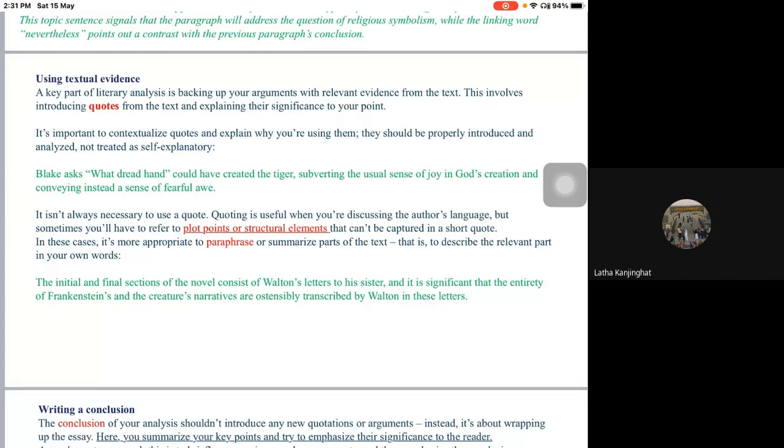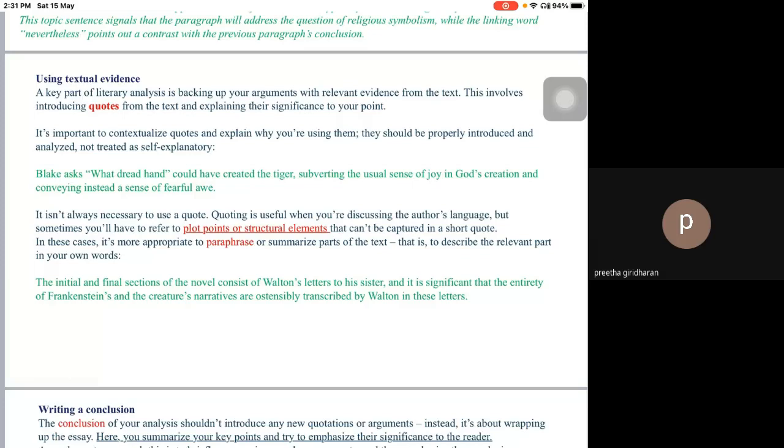Now, Blake asks, that's an example, okay? Blake asks, "what dread hand could have created the tiger," subverting the usual sense of joy in God's creation and conveying instead a sense of fearful awe. Look at that. Which poem is it? It's very obvious. The Tiger. Exactly, Blake's Tiger, right? So tiger, tiger, that's how it begins.